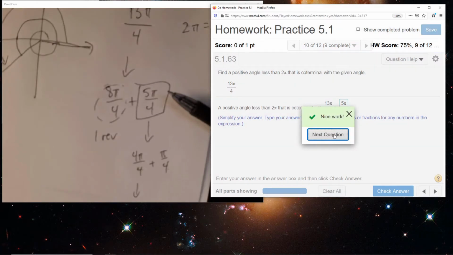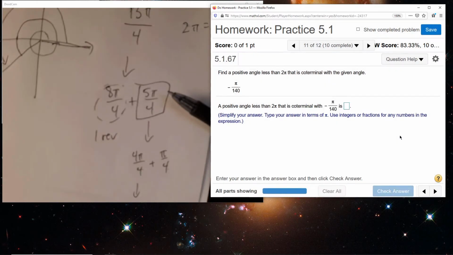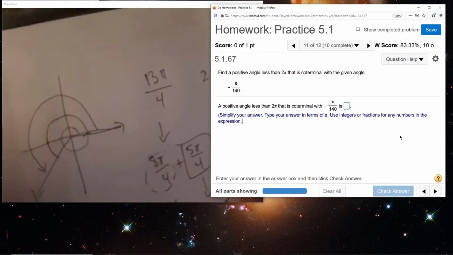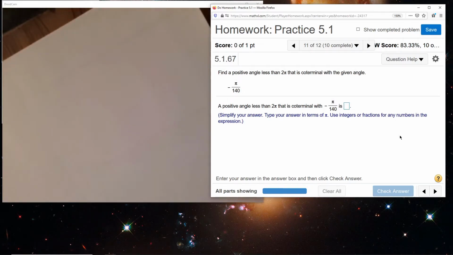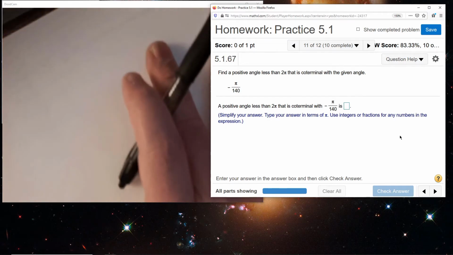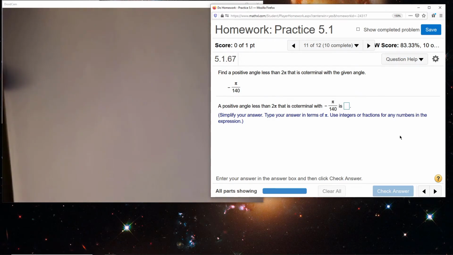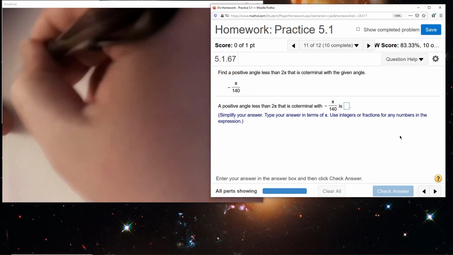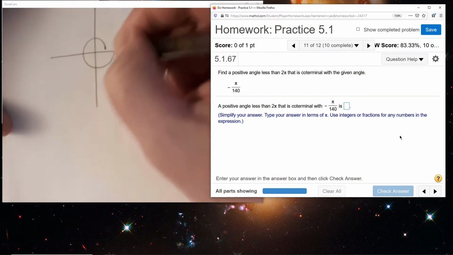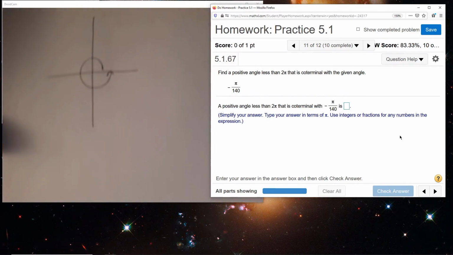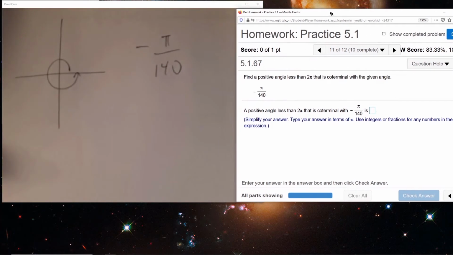And there's our answer. All right, so we got, throwing a bigger number at us here. Let's see what we got. So again, find a positive angle less than 2 pi. So again, 2 pi is 1 revolution, so we have to find an angle that's less than 1 revolution. And they're giving us pi over 140.